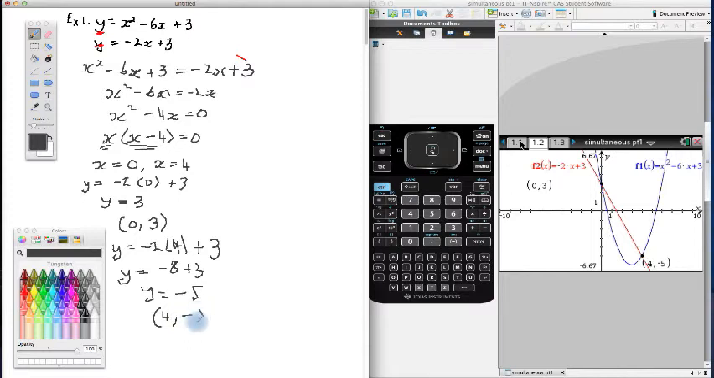Now it's always a good idea at the very bottom just to be super clear with what your answer is. So you say something like solutions are, and then you just list out the two solutions, which are 0, 3, and 4, minus 5.